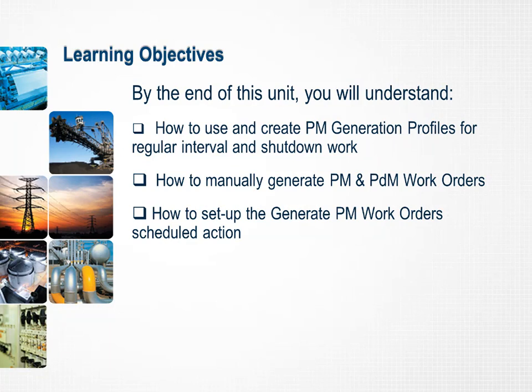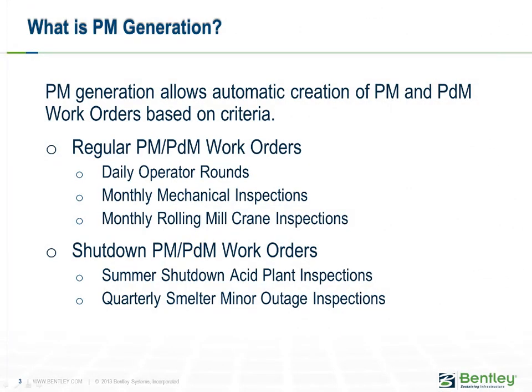orders scheduled action. PM generation is the process of automatically creating preventive maintenance, PM, and predictive maintenance, PDM, work orders in bundles. There are two main scenarios: regular PM/PDM work orders, those that occur during regular operations, which includes non-deviating shutdowns such as weekly and monthly shutdowns, and shutdown PDM and PM work orders, those that occur during major outages where the time frame and the start and end dates are somewhat irregular, such as summer shutdowns, retooling shutdowns, etc.